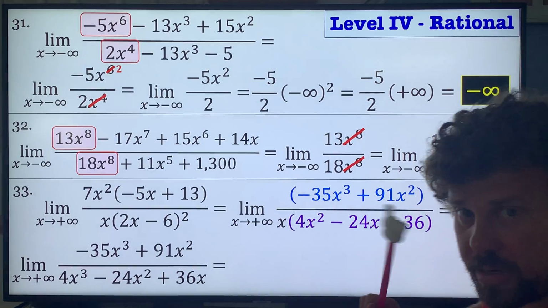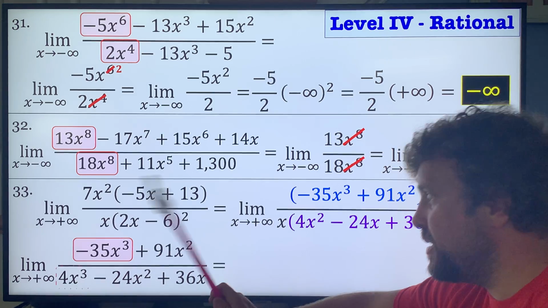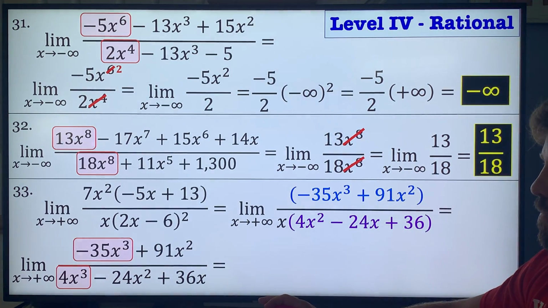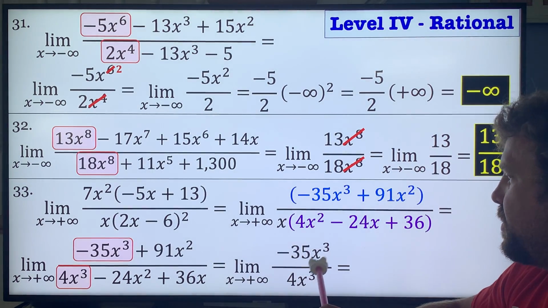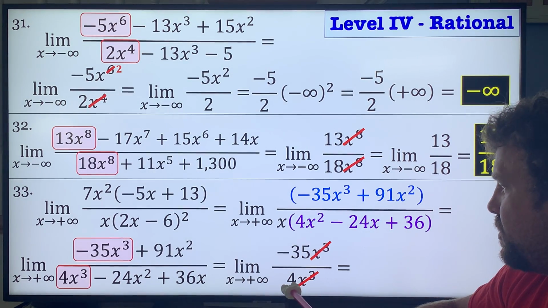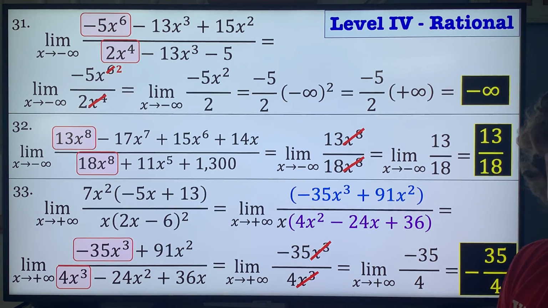After I did all that work, now, highest degree term on top, highest degree term on bottom. So you have to expand before you take your terms. Negative 35, x to the third cancels out, over 4. Negative 35 over 4 is your answer. If you got that, awesome job. If you didn't get that, you'll get the next one. All right? We'll go back to tough problems like that in a little bit.